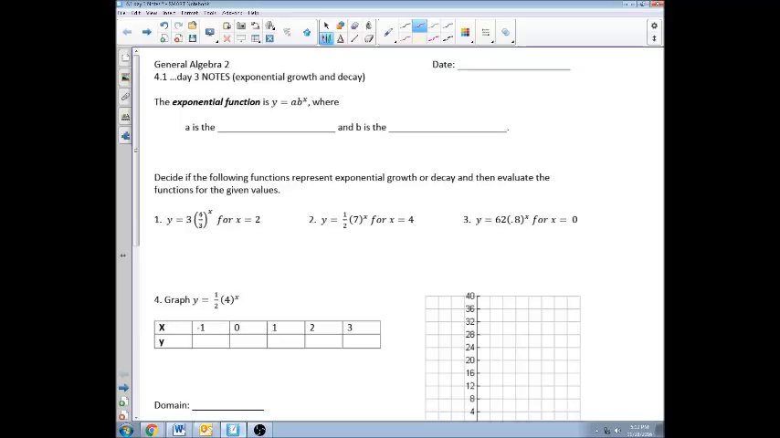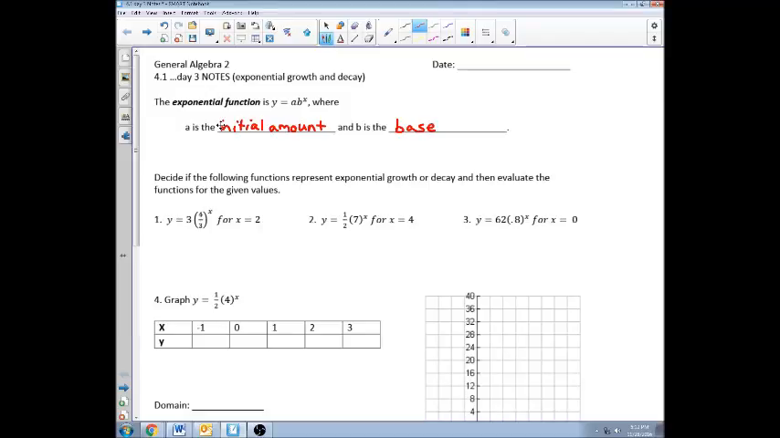Okay? So the exponential function is y equals a times b raised to the x, where a is, again, the initial amount, and b is the base. All right, so we need to decide if the following functions represent exponential growth or decay, and then evaluate the functions for the given values.